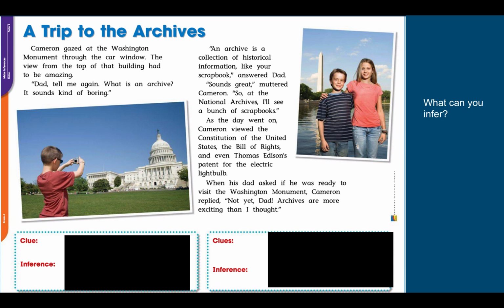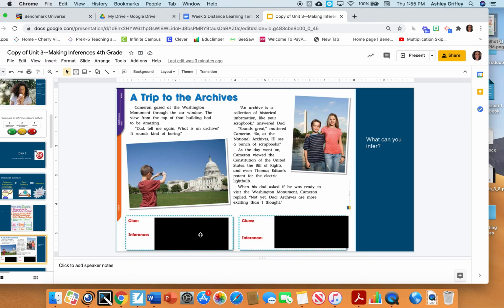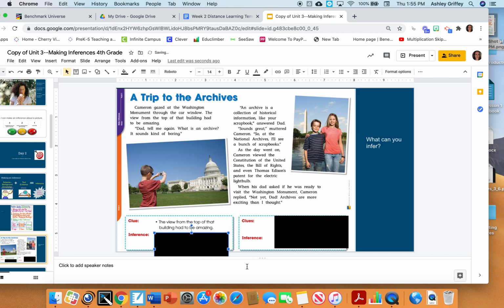Okay, so we just read a little story about a boy named Cameron that's on a trip with his dad, and they are visiting some archives. So let's quickly talk about some inferences. Let's start with our first clue down at the bottom. I'm going to have to exit out because I can't maneuver the boxes unless I exit out. So let's look at our first clue. In the text, it says, the view from the top of that building had to be amazing. They're talking about that right here in the first paragraph. He's talking about the Washington Monument, and he's gazing out and looking at it through the car window. So the text says that the view had to be amazing.